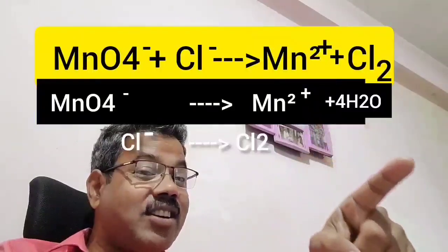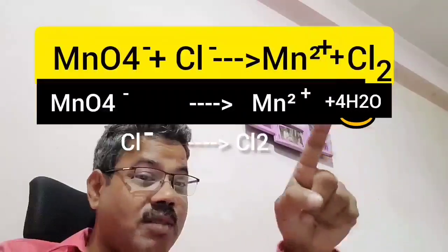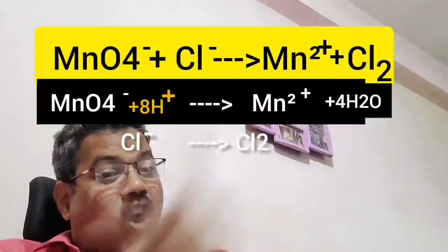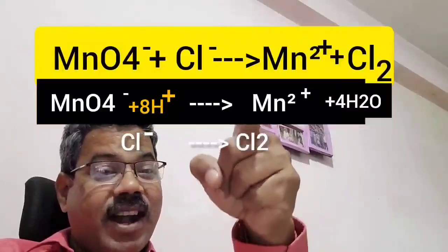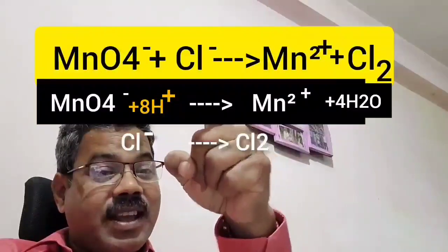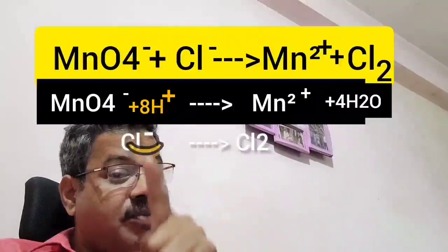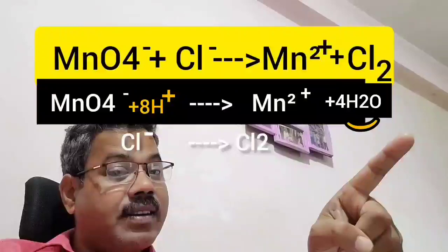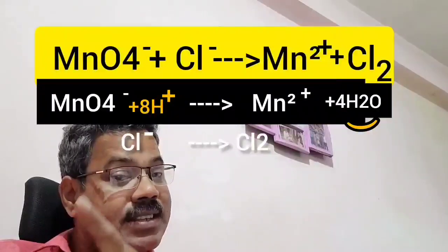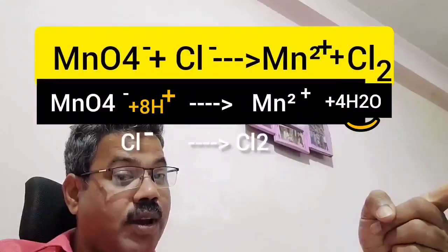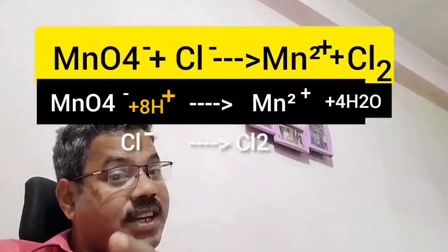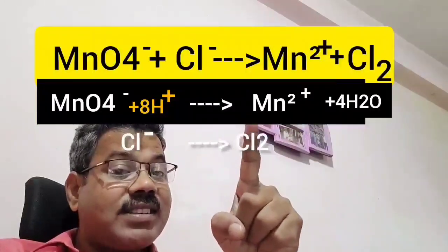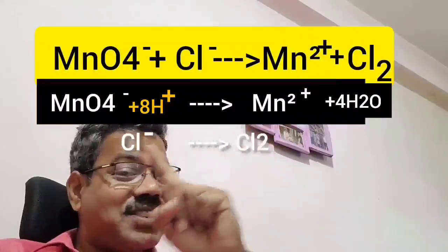There are 8 hydrogen atoms on the right hand side because of 4 water molecules. Now we have to add 8 H plus ions on the left hand side. You see, I have added 8 H plus ions on the left hand side. Now you see the number of hydrogen atoms on the left hand side is 8 and on the right hand side it is also 8. Number of Mn on the left hand side is 1 and on the right hand side it is also 1. And number of oxygen atoms on the left hand side is 4 and on the right hand side it is also 4. Here this half reaction is balanced in terms of atoms, but the charge is not balanced.